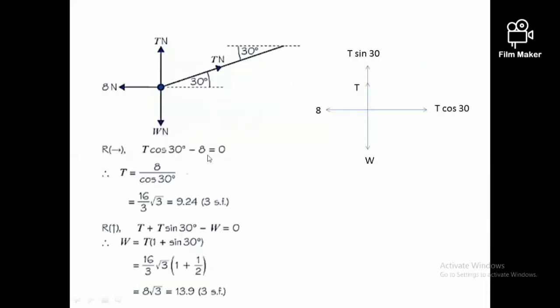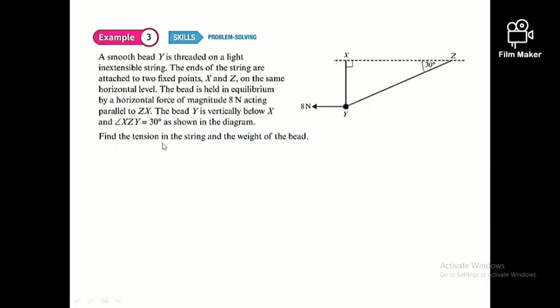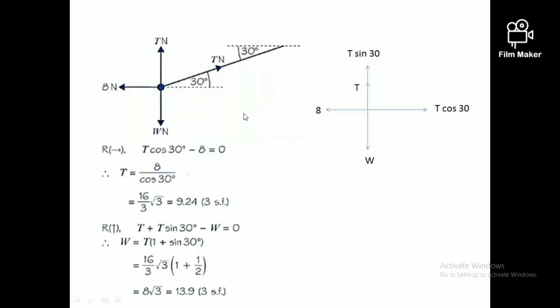Right. Okay. Then if you consider the horizontal equilibrium. In the question they mention the bead is held in equilibrium. Therefore, if you consider the horizontal equilibrium, what are the forces? T cos 30 must be equal to 8. Or you can write T cos 30 minus 8 equals 0. Or you can write right hand side forces equals left hand side forces. Whichever way, you get the same answer. With that, you can say T is equal to 16 root 3 over 3, or 9.24 to 3 significant figures.